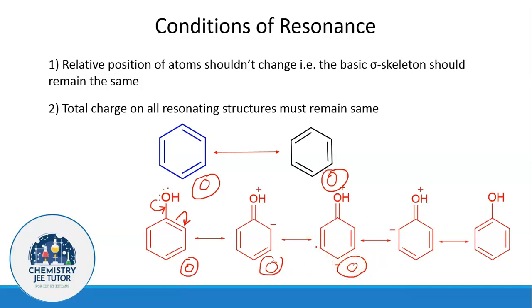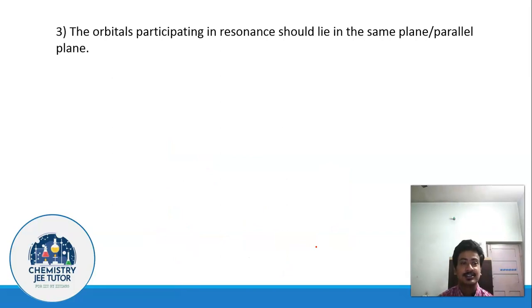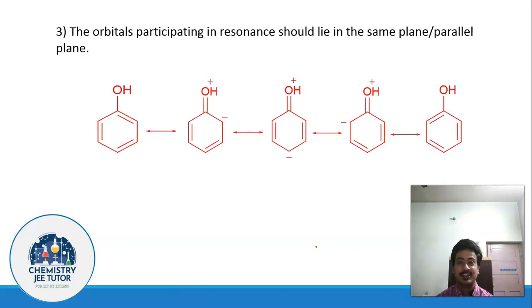In today's class, what we are going to discuss is the third condition which is necessary for resonance to happen. That is, these two conditions should be met along with this third one as well. So what is the third condition? The third condition is that the participating orbitals should lie in the same plane or parallel plane. So now this gives rise to a number of questions. Let me explain this in detail first.